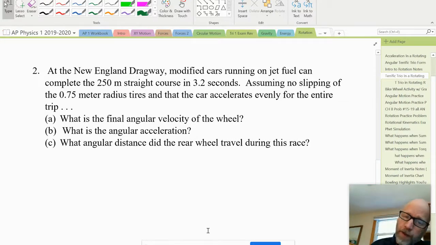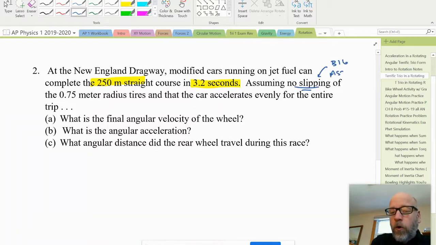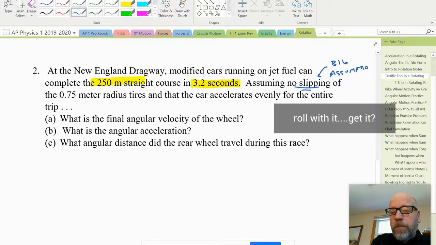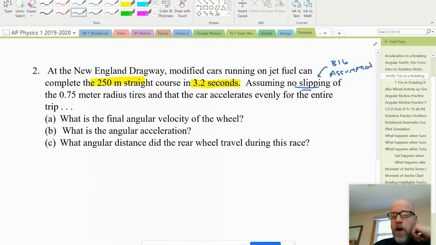At the New England Dragway, modified cars running on jet fuel can complete the 250-meter straight course in 3.2 seconds. That is ridiculous. Assuming no slipping of the 0.75 meter radius tires. Now that's a big assumption there. It is. Roll with it. And that the car accelerates evenly for the entire trip. Again, kind of a big assumption.